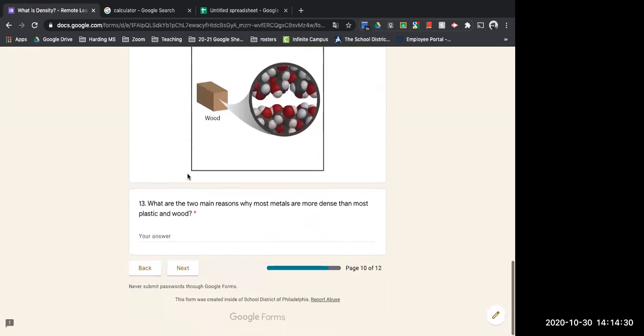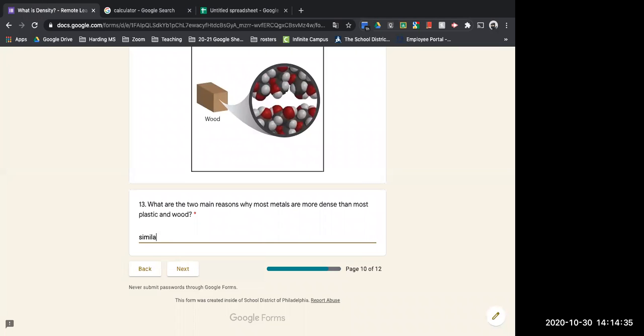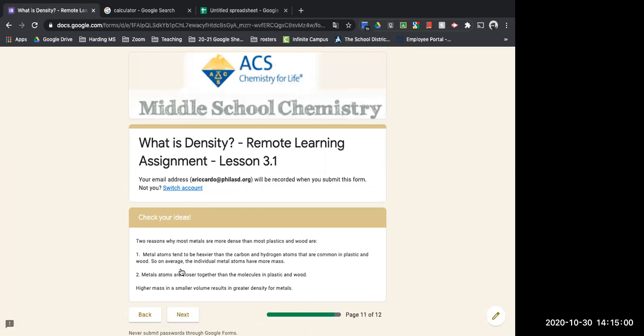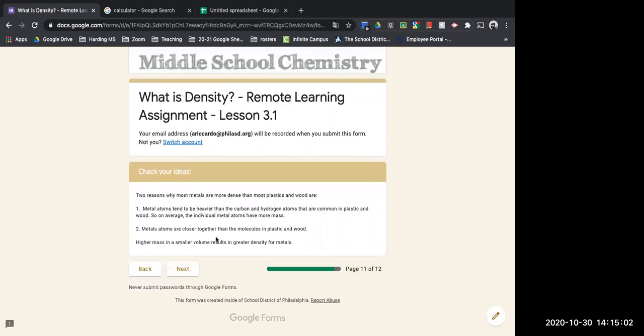So one of the 2 reasons why they're more dense: similar arrangement, more mass per molecule, less space between the molecules. And then you would read that there. They're closer together, right? Less space, tend to be heavier. Yeah, cool.